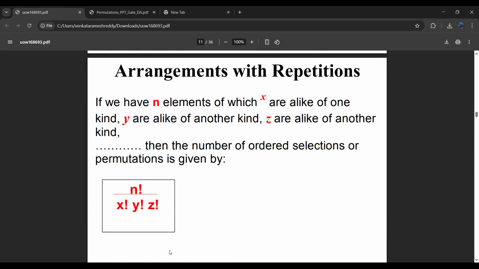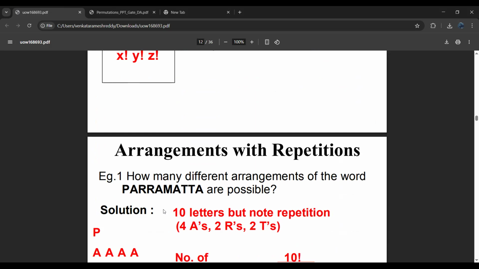Now, arrangement with repetitions. Suppose we have n elements, of which x are alike of one kind, y are alike of another kind, and z are alike of another kind. Then the number of permutations is given by n factorial divided by x factorial into y factorial into z factorial, as seen in this last example.